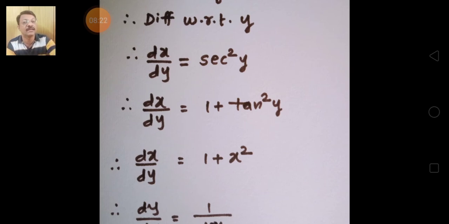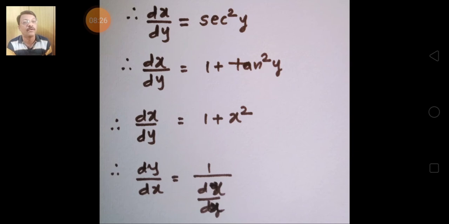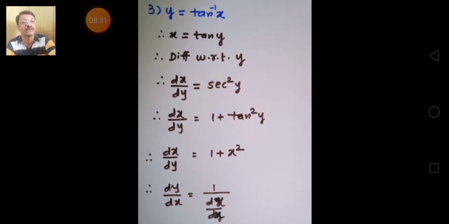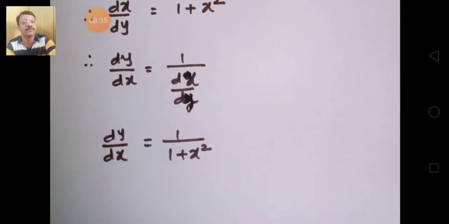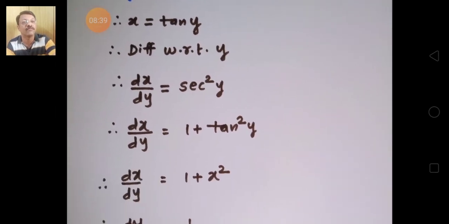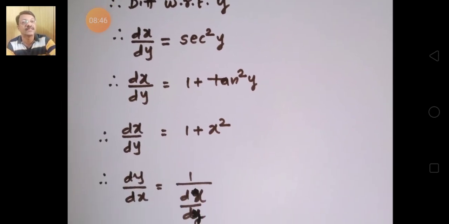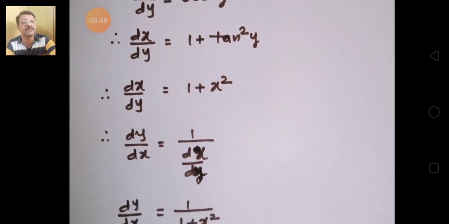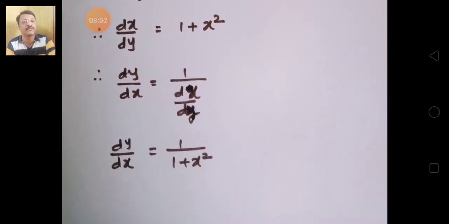So dy by dx is 1 upon dx by dy in the end, which will be 1 upon whatever dx by dy you got, which is 1 upon 1 plus x square. So see, from the beginning x is equal to tan y, because y was tan inverse x. Then we differentiated with respect to y, got dx by dy is sec square y, which is 1 plus tan square y, which is 1 plus x square, and finally dy by dx is 1 upon 1 plus x square.